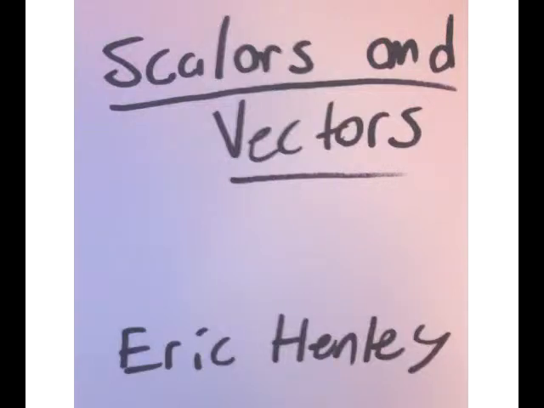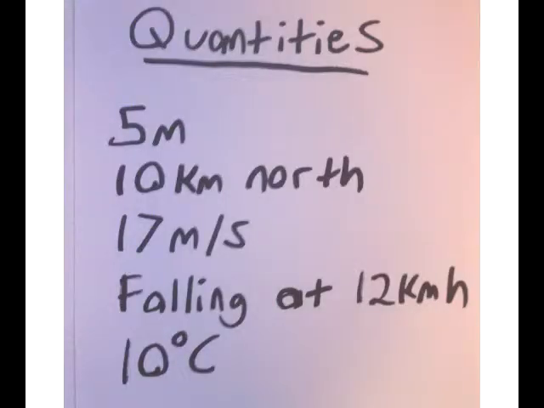Scalars and vectors. Scalars and vectors are both mathematical quantities, however they have different properties. A scalar is described entirely by a magnitude. A vector, on the other hand, is described not only by a magnitude, but also a direction.